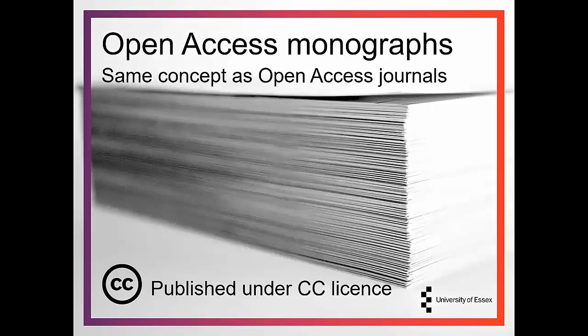When publishing in open access monographs, the same concepts apply as when publishing in open access journals. The author retains the rights and gives a license to the book publisher to publish. The author assigns a CC license to the work.